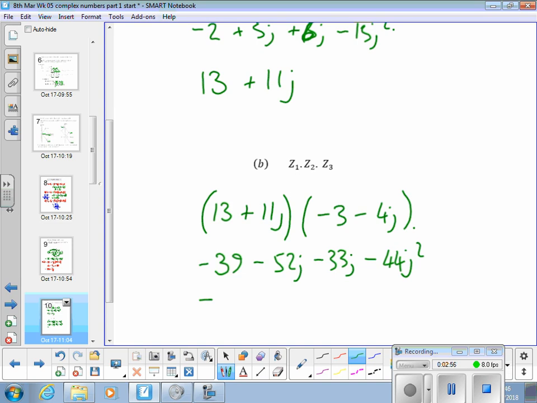Yeah, bringing these two together becomes minus 85j. Oh, 4, doesn't it? Yeah. 5 minus 85j. Thank you for looking. Alright? So that's multiplication of rectangular or Cartesian numbers, j numbers if you like. Alright?